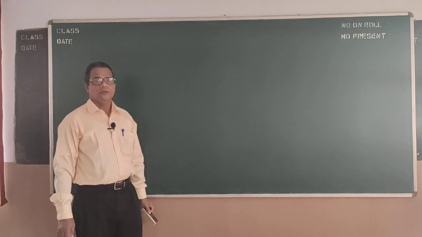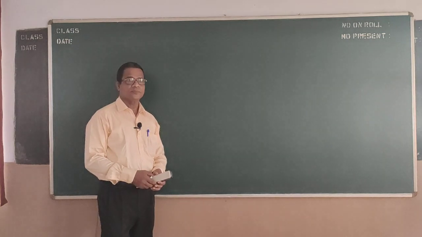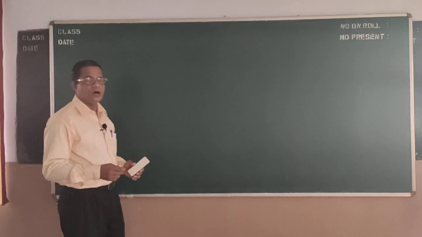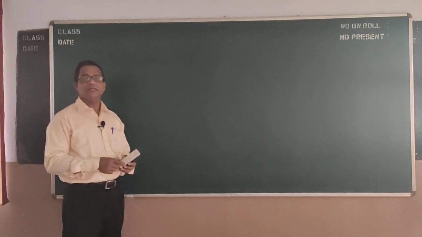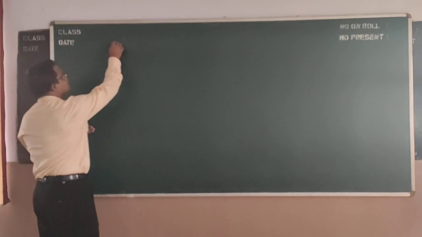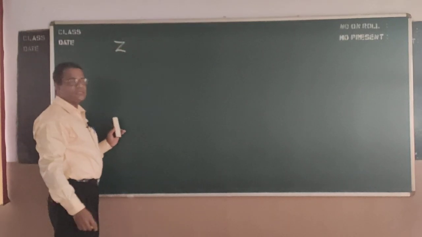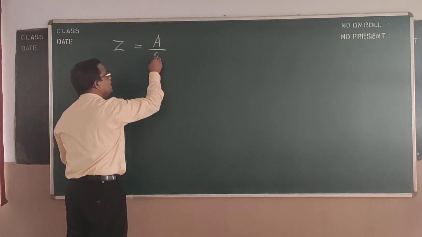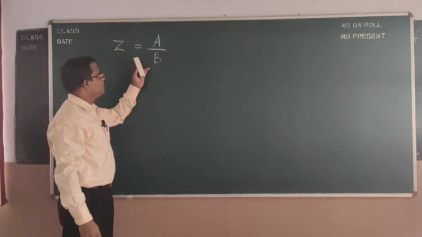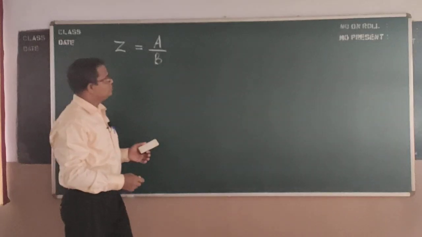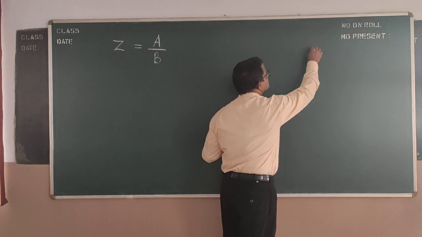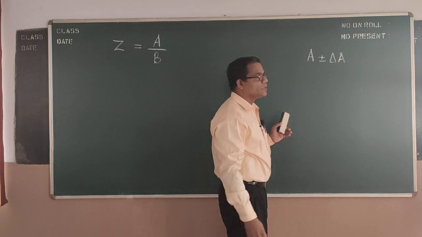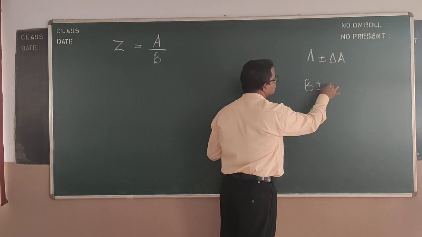Hari. We continue with the combination of errors. The last result is, in the case of division process, how the errors are getting combined. So let us see that Z is a physical quantity got out of A and B as A by B. So I measure A as A plus or minus delta A and B plus or minus delta B.